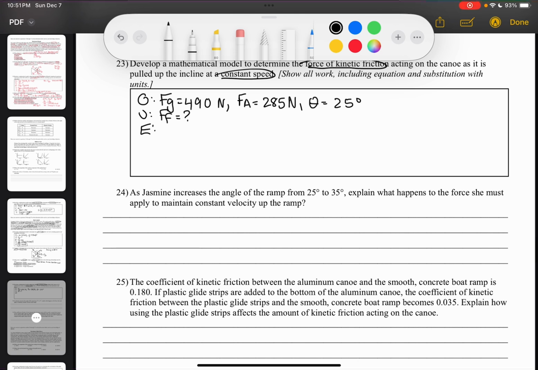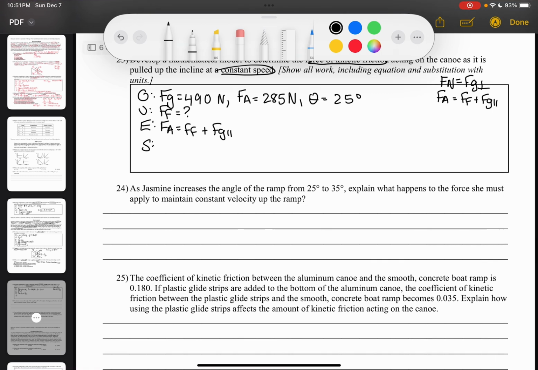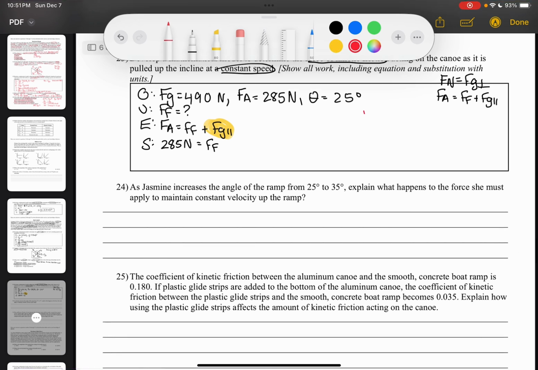So again, you would make this relationship. Fn obviously always equals Fg perpendicular, and our applied force must be opposite to the friction force plus Fg parallel. So this is what your equation will be: Fa equals Ff plus Fg parallel. So you have 285 newtons equals Ff, the thing you don't know. But the problem is this guy right here, you don't know what it is. But you do know an equation to calculate it. Fg parallel equals Fg sine theta.